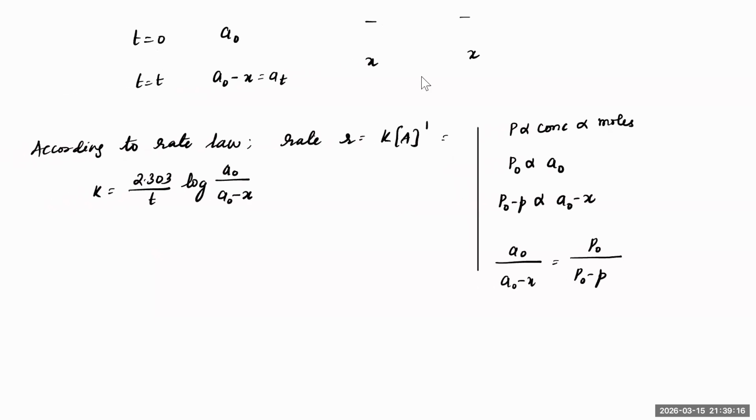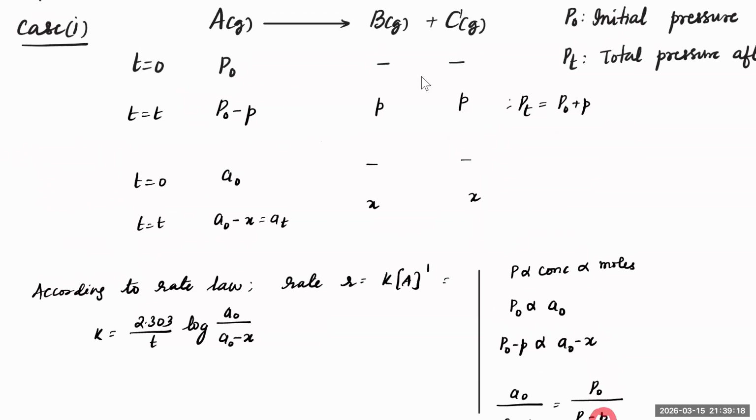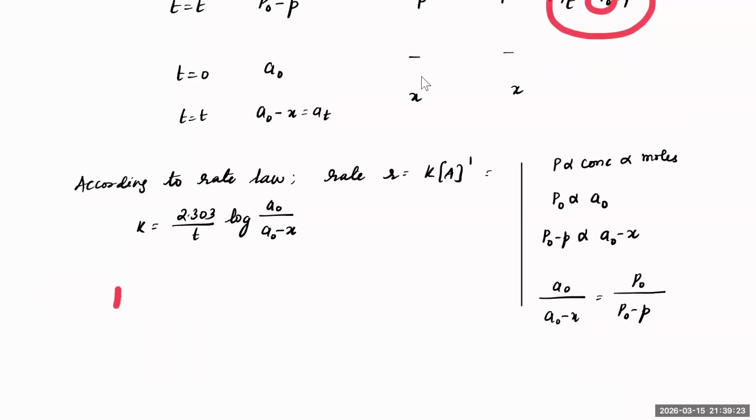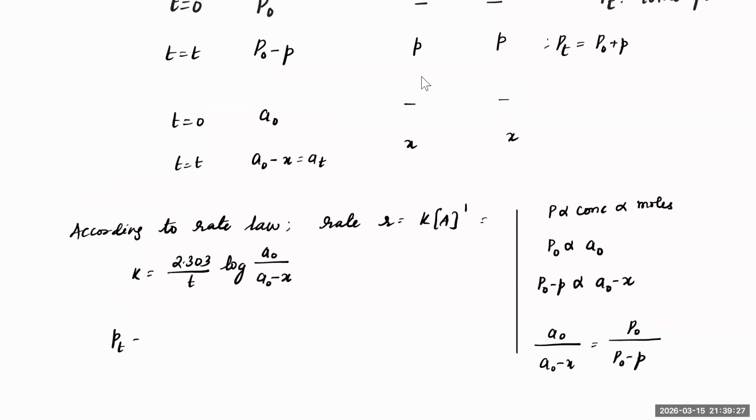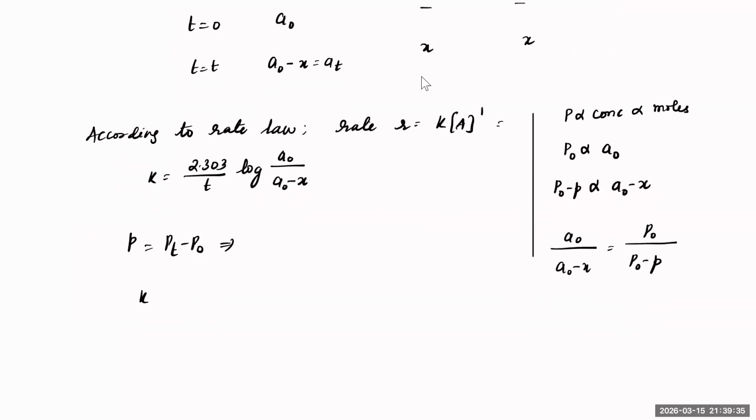Now I don't need this P term, but I need to replace that P term in terms of the P naught term. For that, we can use this. We know that PT is equal to P naught plus P, so P is equal to PT minus P naught. So that implies K is equal to 2.303 by T log of P naught by P naught minus PT plus P naught.